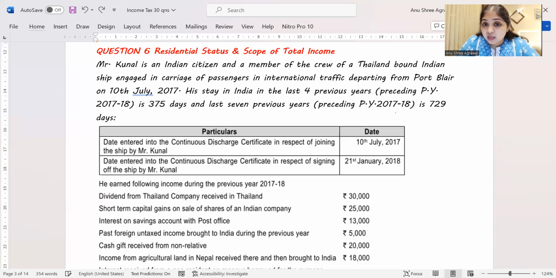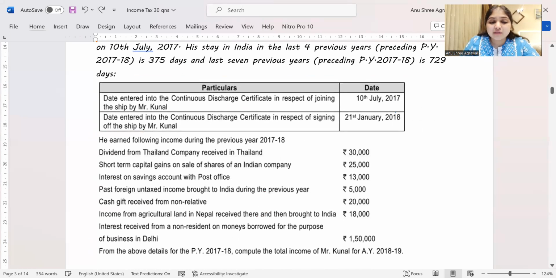His stay in India in the last 4 previous years, preceding previous year 17-18, is 375 days and in the 7 preceding previous years is 729 days. The dates entered into the continuous discharge certificate in respect of joining the ship and signing off the ship have been given to us. Then they have given us all the income which he has earned during the year.